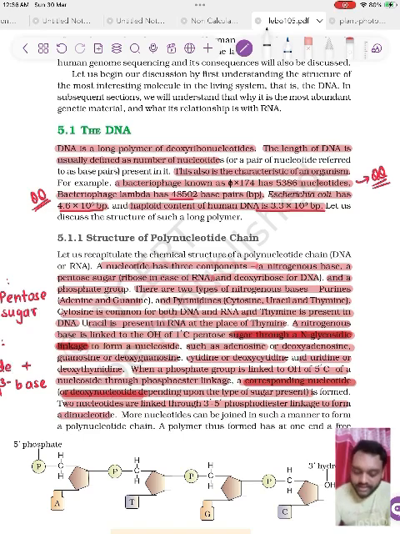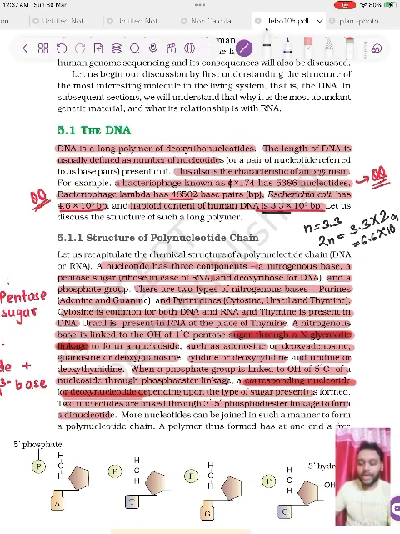A tricky question comes: the diploid content of human DNA is, do not write this by mistake, okay, this is n equals 3.3. So 2n will be 3.3 into 2, that is 6.6 into 10 to the power 9 base pairs. Okay, that is your diploid content, and the haploid content is 3.3 into 10 to the power 9 base pairs.